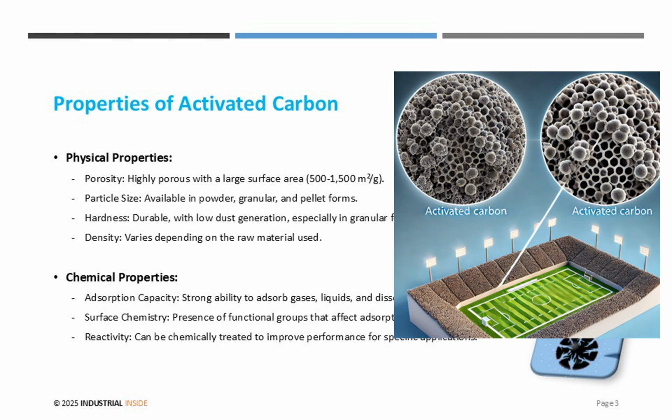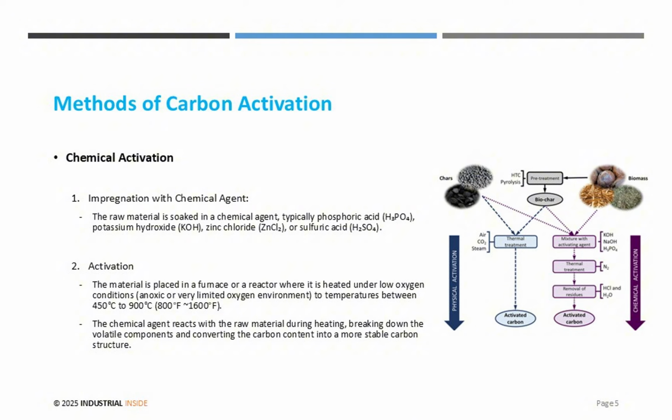In chemical activation, the raw material is first soaked in a chemical agent such as phosphoric acid or potassium hydroxide. It is then heated to 450 to 900 degrees Celsius in a low oxygen environment. The chemical reacts with the material, helping form a stable carbon structure with enhanced porosity.